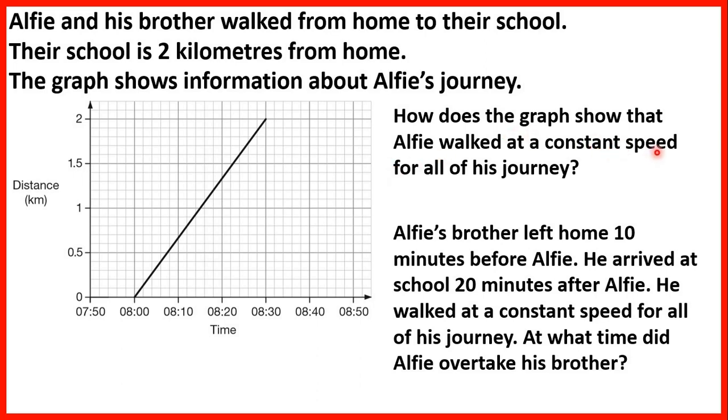So a constant speed means a speed that stays the same, so not speeding up or slowing down, but staying the same. And the graph shows this because the graph is a straight line. If it was sloping upwards or curving up, then Alfie would be getting faster, and if the curve was flattening, Alfie would be slowing down. But because it's a straight line, that shows that he walks at a constant speed.